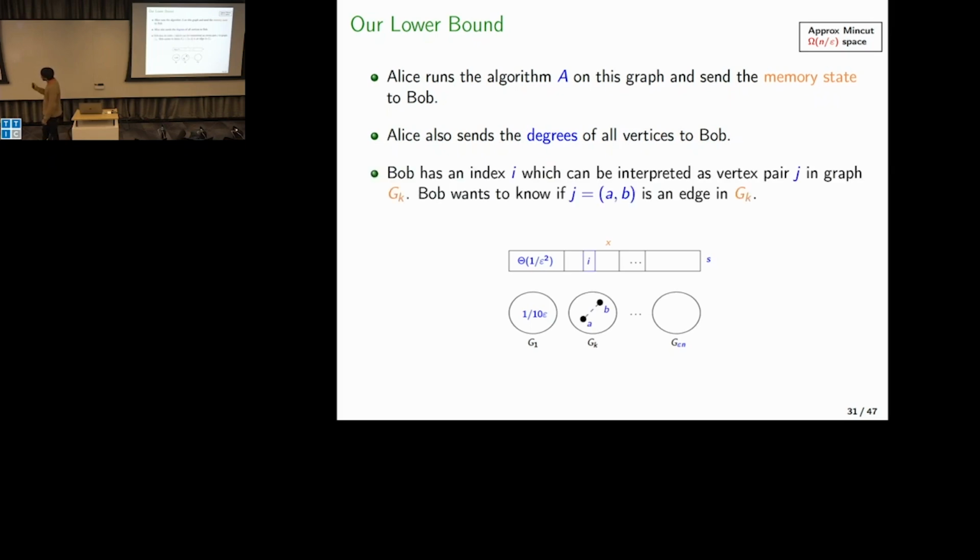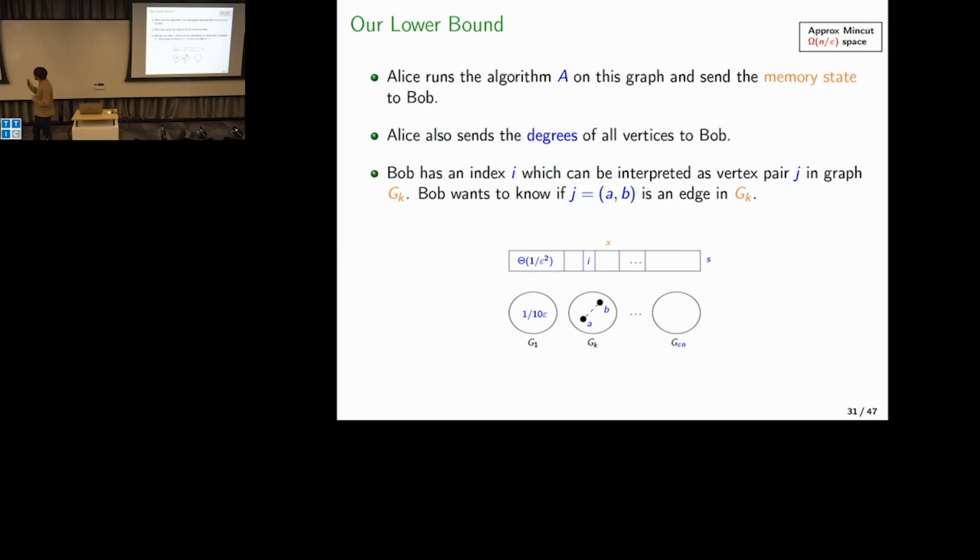Okay. So what does Bob want to do? Bob wants to solve index, so he wants to know whether this bit is 0 or 1. What this corresponds to is, in some graph GK and vertex pair AB, does this edge exist or not. So now we're going to fix this AB and only look at it and try to figure out whether AB is an edge or not. And we're going to do this using the algorithm A and the vertex degrees.